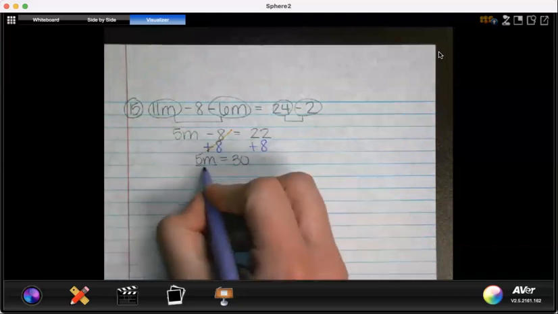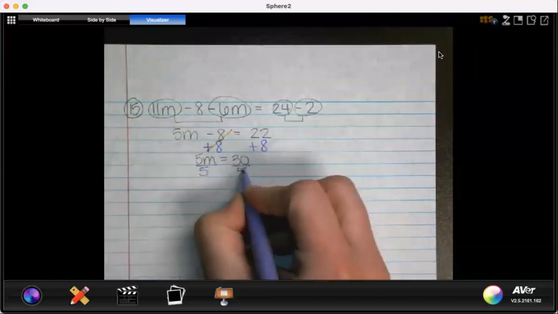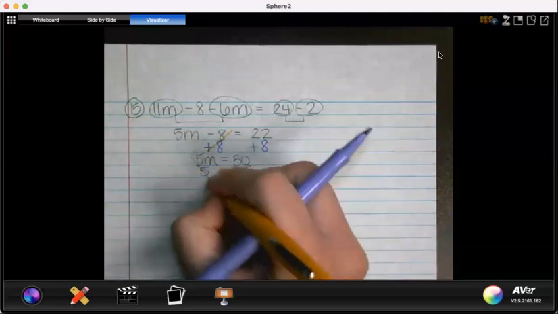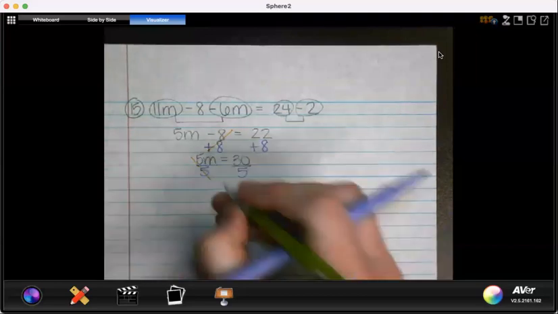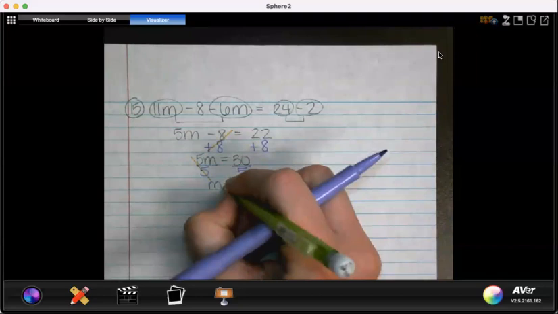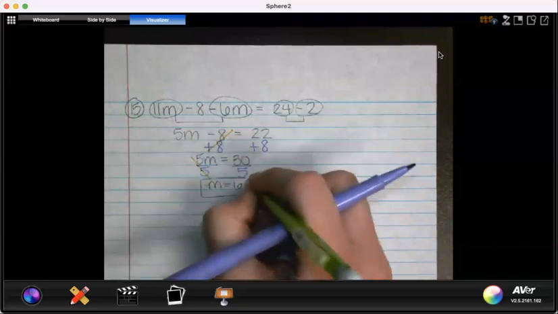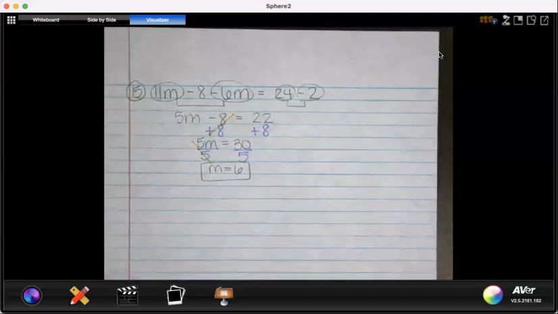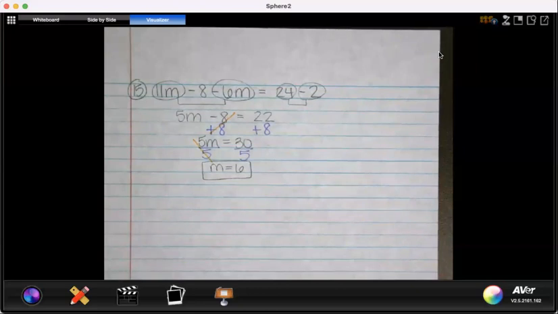Then we would divide by 5, leaving us with m equals 6. Hopefully you were able to get 6 and that worked out just nicely for you.